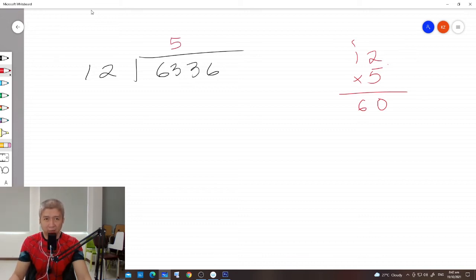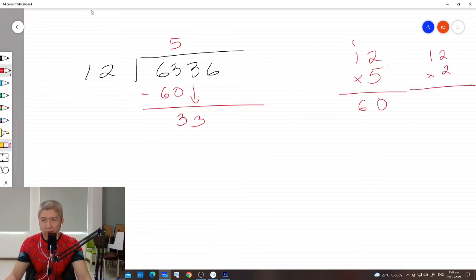12 times 5 is 60. Then, subtraction. So, meron tayong 3. Bring down 3. Okay, so 33. So, 12 tayo kanina, di ba? Try natin ng 2. So, 4 and then 24. Kulang. Try natin ng 3. Meron tayong 6, 36. Sobra naman. So, 2 lang tayo. Then, 24.